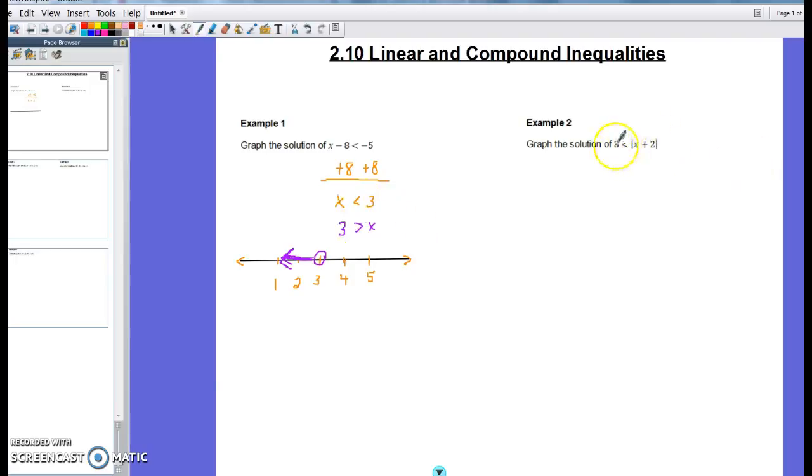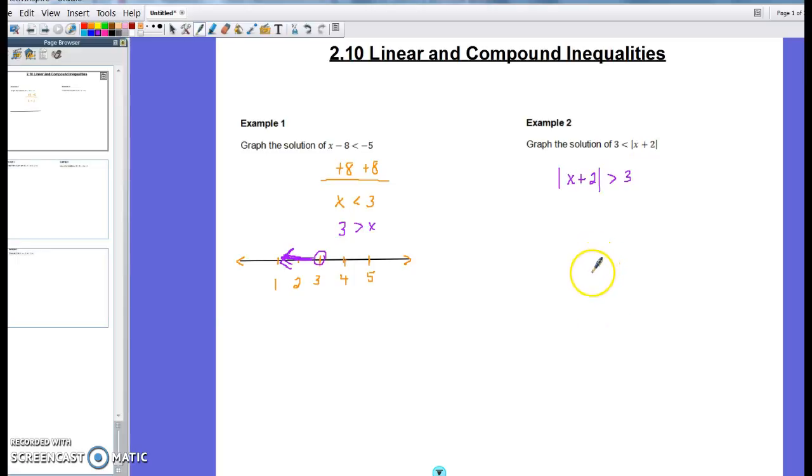So when you're looking at problem number 2, in this one, the variable is on the right. I don't like working with it when it's on the right. I much prefer it to be on the left. So I'm actually going to rewrite this problem. So I have the absolute value of x plus 2, and I'm going to flip my inequality is greater than 3. So because I switched the order of my terms, I also have to switch that inequality.